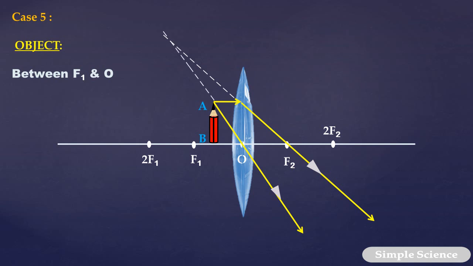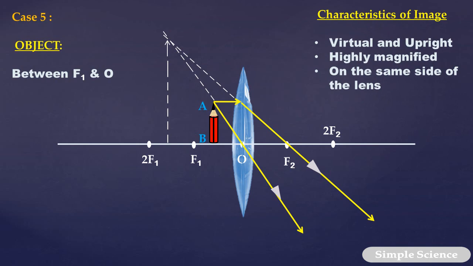So when you extend these two rays backward, why dotted line? Because these are not the actual rays. These are the virtual rays. The actual rays are not meeting, so we have extended them backward. So the extended rays should be drawn in dotted line. So they are meeting at this point. So here is the image formed. The image is upright. It is not inverted. So it is a virtual image. Now all the virtual images should be drawn with dotted lines. So the characteristics of image is it is virtual and upright. It is highly magnified and it is on the same side of the lens.